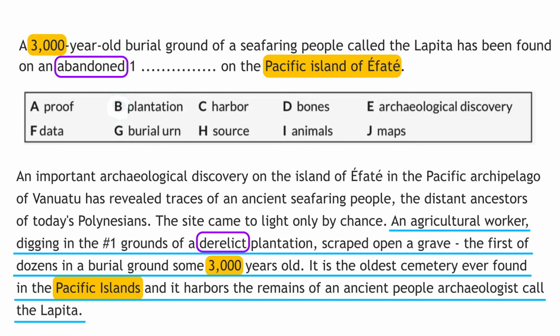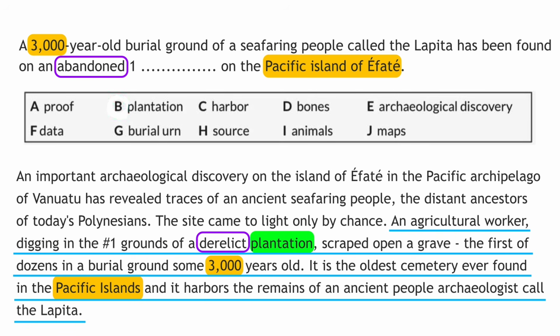Let's read this sentence again. An agricultural worker digging in the grounds of a derelict plantation scraped open a grave, the first of dozens in a burial ground. It is the oldest cemetery ever found in the Pacific Islands. Because derelict is the synonym word for abandoned, and after derelict there is a plantation, the word plantation.